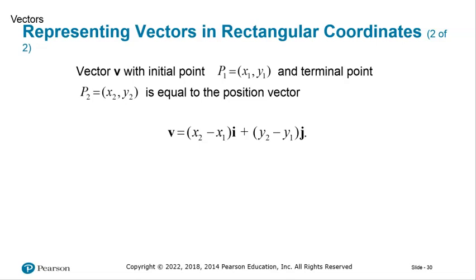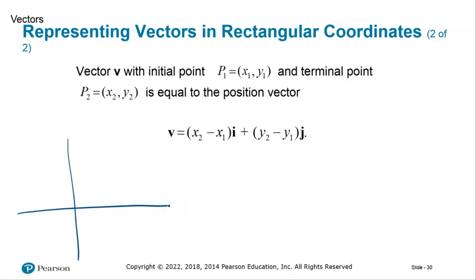What if we need to represent vectors in rectangular coordinates? If you have a vector v with initial point x1, y1, and terminal point x2, y2, what am I saying to you here? Let me graph.